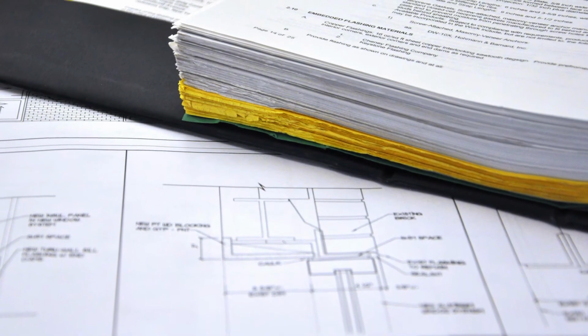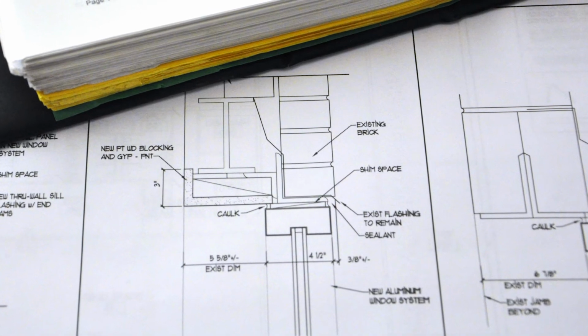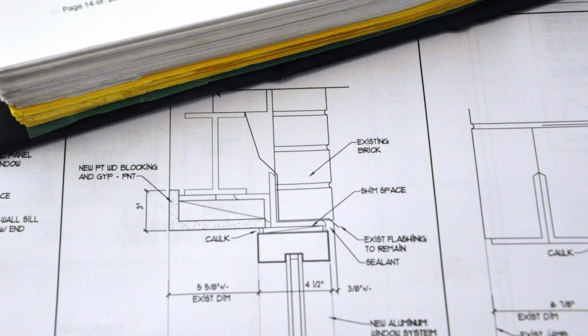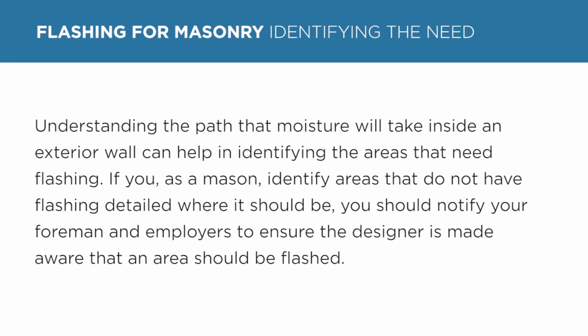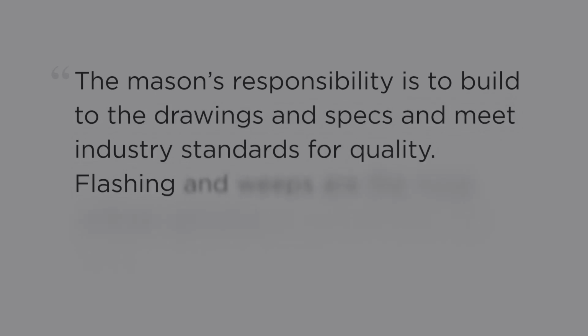Often there is language in the specifications indicating that flashing shall be installed in these areas as well, again whether the drawings specifically show it or not. Understanding the path that moisture will take inside an exterior wall can help in identifying areas that need flashing. If you, as a mason, identify areas that do not have flashing details where it should be, you should notify your foreman and employers to ensure the designer is made aware that an area should be flashed. The mason's responsibility is to build to the drawings and specs and meet industry standards for quality.